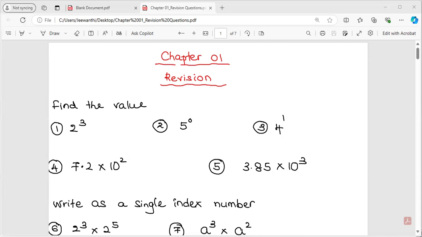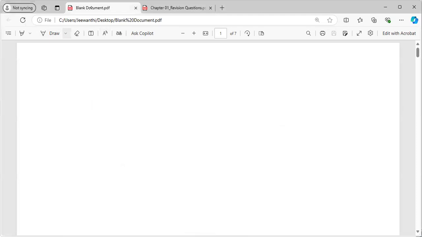Okay, without wasting time, straight away we will move to the questions. For question number 1, I will write the answers here using the pink pen. We want to find the value of 2 to the power 3. When you have something like this, the base value is 2, and I should multiply it 3 times, and you want to show this expansion. 3 is the index, 2 is the base value. Then I multiply the base value 2, 3 times. So 2 times 2 is 4, 4 times 2 is 8.